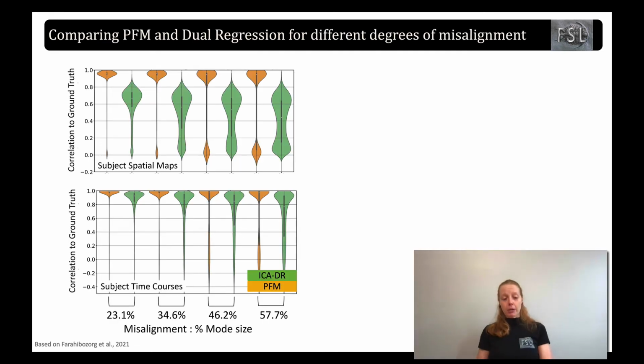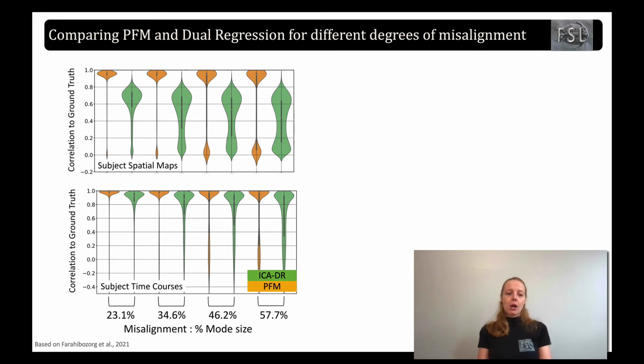And so the question that you might ask is how good is it at doing this? This is a comparison between PFM in orange and ICA dual regression in green. And these are simulation data. So the advantage of simulation is that you can systematically vary or control the amount of misalignment that occurs in a data set. And so you can see that on the horizontal x-axis, where the exact percentages are not super important, but it goes from less misalignment across people to more misalignment across people. So the challenge for the algorithm of being able to capture accurately the individualized organization becomes more difficult from left to right.